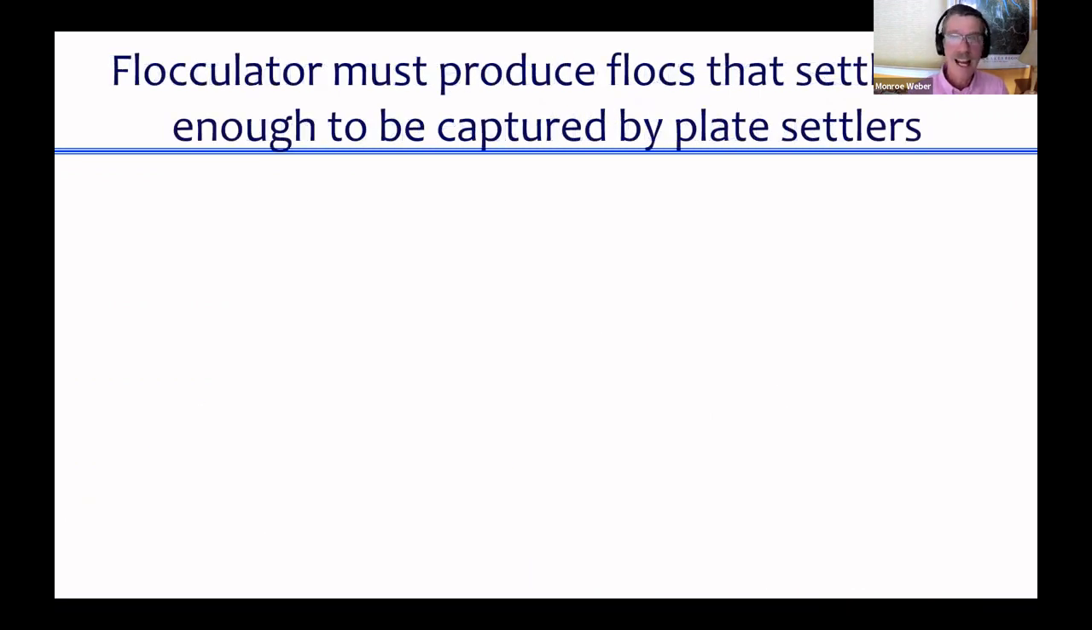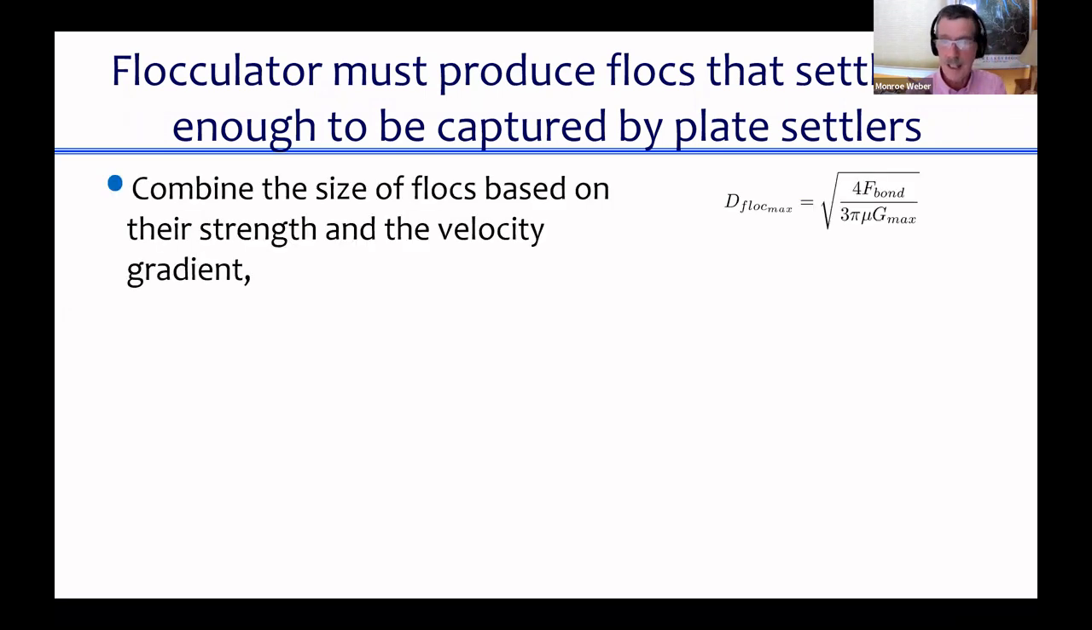Because the flocculator has to produce flocs that settle fast enough to be captured by the plate settlers that are coming up. I know we didn't talk about this yet, but just take it on faith that we're going to be able to capture particles based on how fast they settle. So we need to produce a floc that settles fast enough to be captured by the plate settlers.